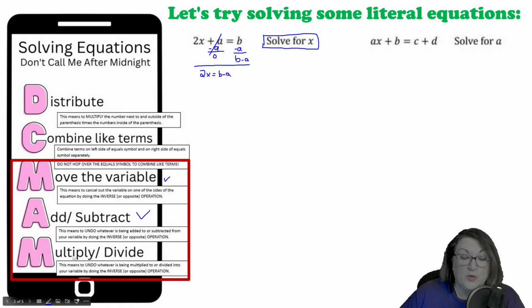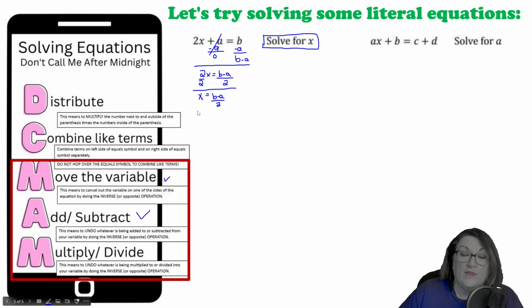And now we are going to do our multiply divide step. So what's being multiplied times my variable x is the 2. So to make that 1x, I need to divide, which is the inverse of multiply. And 2 divided by 2 is 1x. So we're just going to write that as an x. And then when I divide the b minus a by 2, since I don't know the value of b or a, I'm simply going to write it as it looks, b minus a over 2.